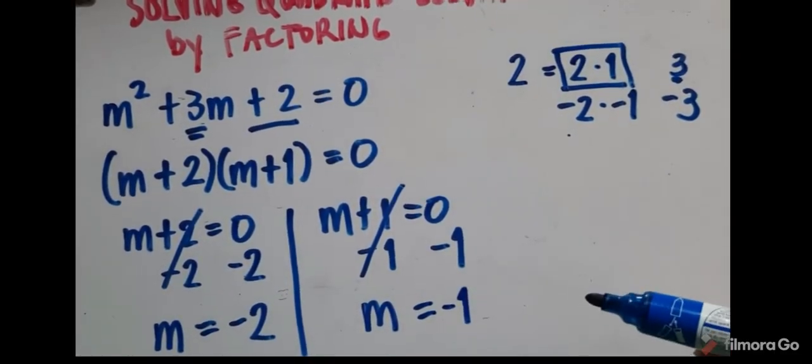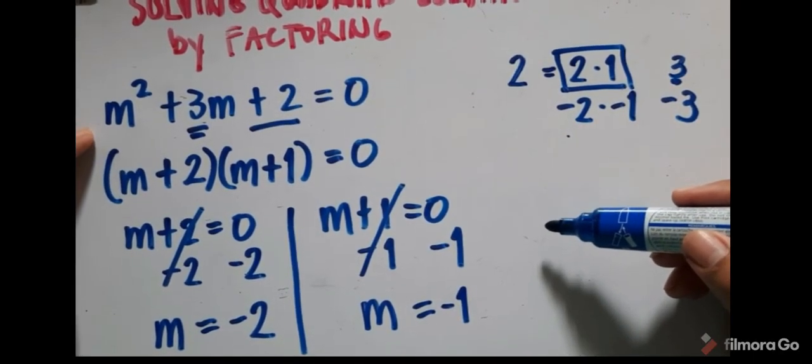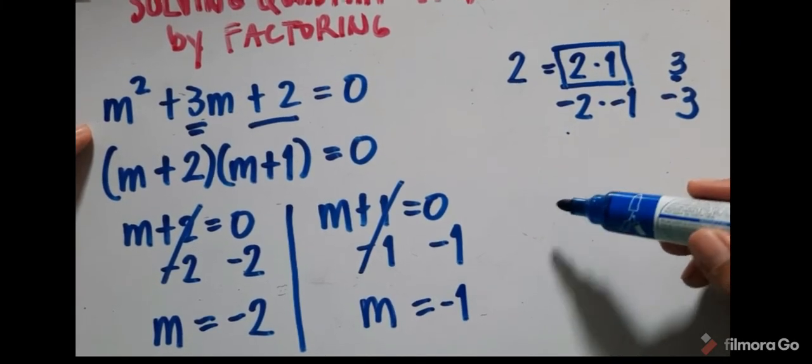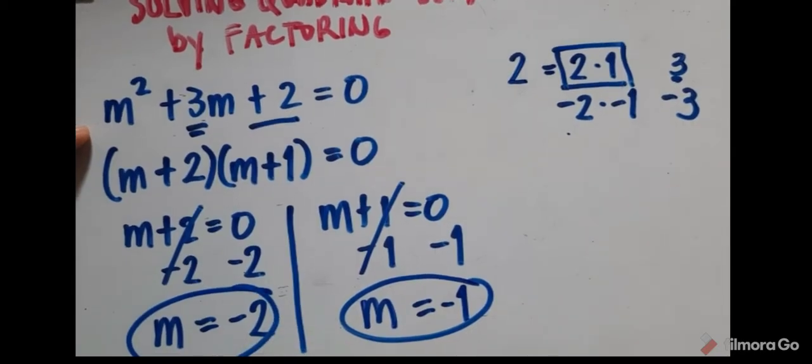So we now have two roots of this equation, m squared plus 3m plus 2 equals 0. We have m is negative 1 and m is negative 2. That's it.